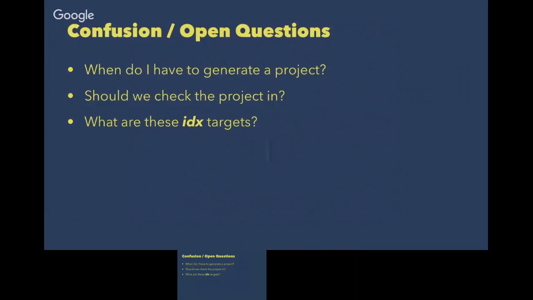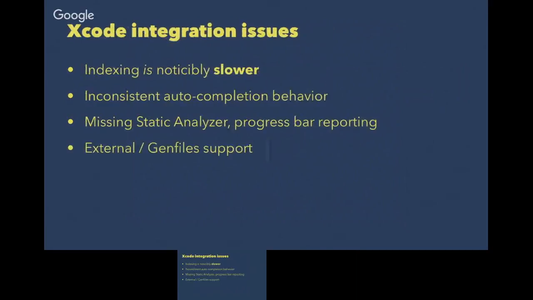And then once you get past the education piece, you actually have other issues. We noticed, especially with Xcode 9 coming out, indexing for us was noticeably slower. Our autocomplete behavior worked sometimes. It might have worked on the main app code, but for gen files it was inconsistent. So there are some parts of Bazel that are not really playing well with Xcode. And there are also certain features that were missing that we've actually implemented, like the static analyzer using the extra actions API.